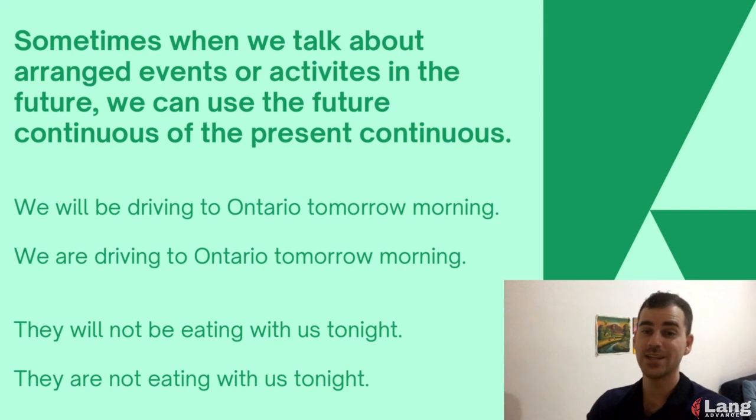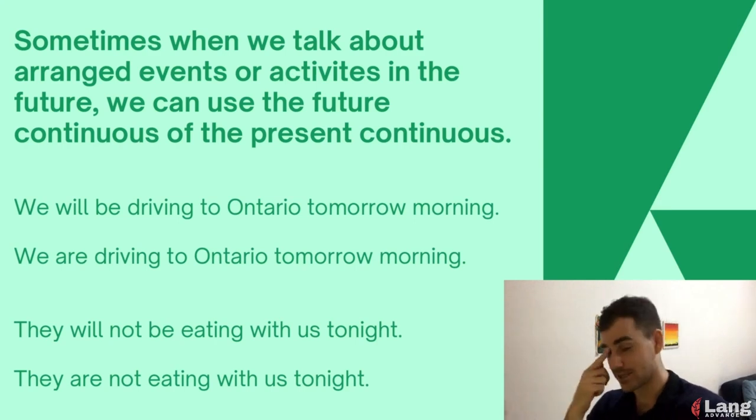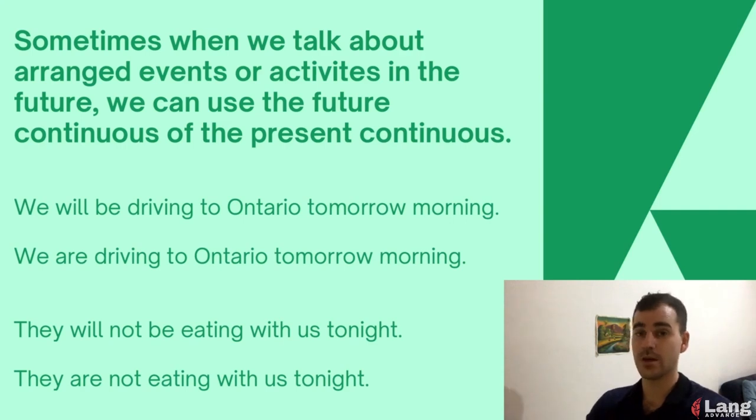Sometimes, when we talk about arranged events or activities in the future, we can use the future continuous or the present continuous. So, we will be driving to Ontario tomorrow morning. We are driving to Ontario tomorrow morning. The second sentence is the present continuous. We are driving to Ontario tomorrow morning. Because we're talking about a future arranged event, then it's okay that we use the present continuous here. We can use future continuous and present continuous with the same meaning when we talk about a future arranged event.